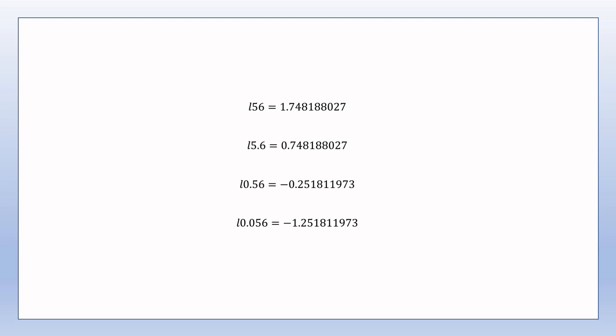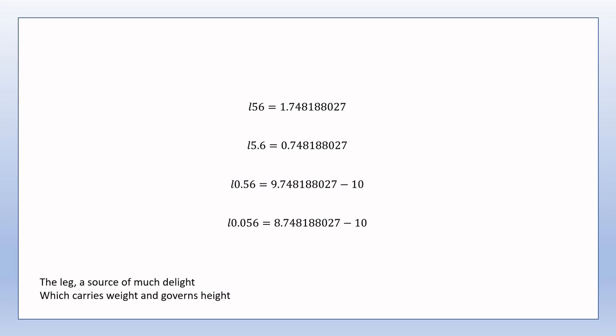748188027. So instead of writing the logarithm of 0.56 is equal to minus 0.2518111973, and the logarithm of 0.056 is equal to minus 1.2518111973, we are instead to write the logarithm of 0.56 is equal to 9.7481888027 minus 10, and the logarithm of 0.056 is equal to 8.7481888027 minus 10.